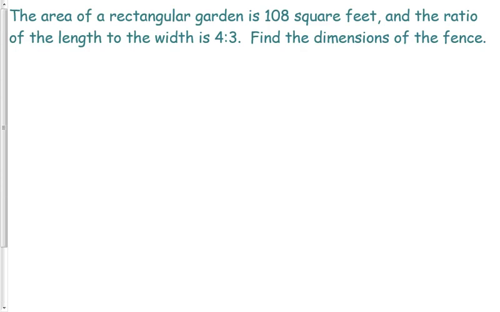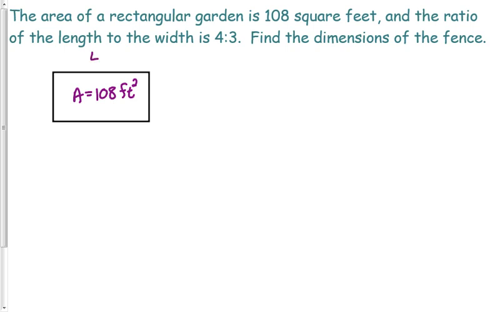The area of a rectangular garden is 108 square feet, and the ratio of the length to the width is 4 to 3. Find the dimensions of the garden. So what we will do is draw a rectangle to represent our garden. And we know that the area is 108 square feet, and we know the length and width are in the ratio of 4 to 3. So we'll call the long one 4x and the width 3x.